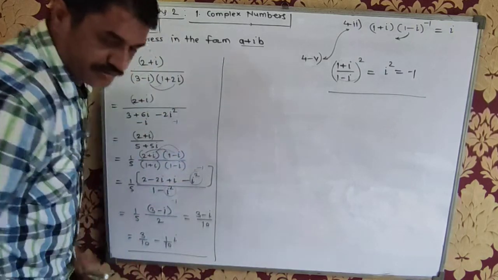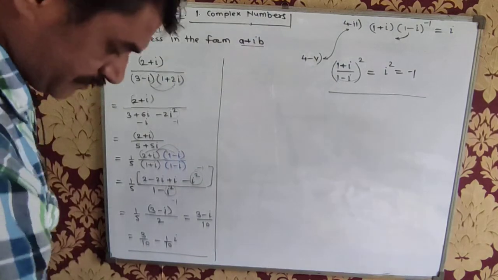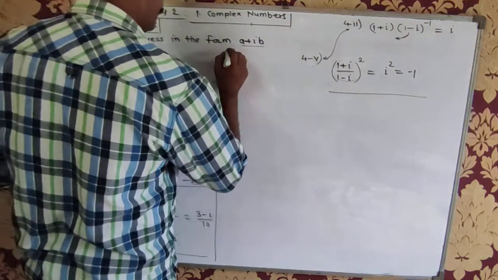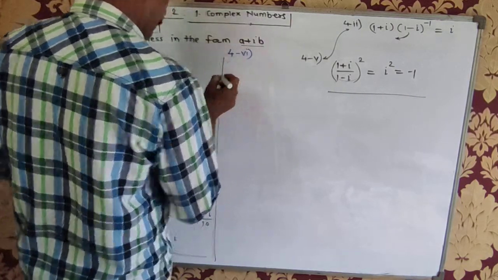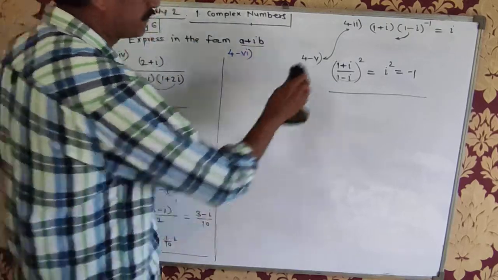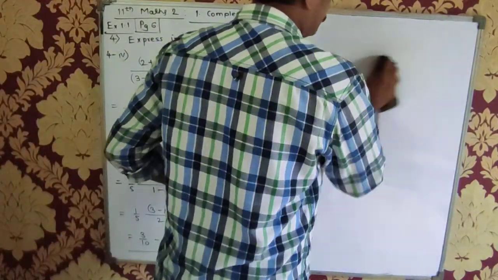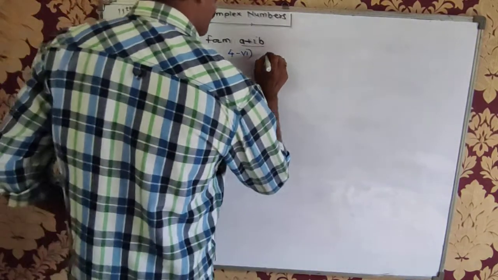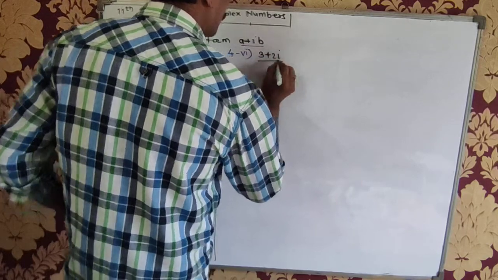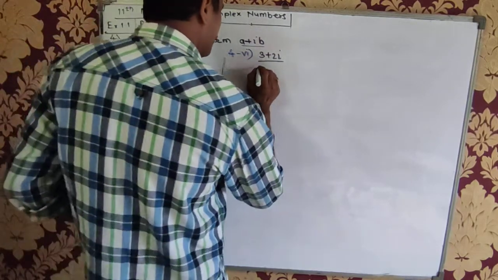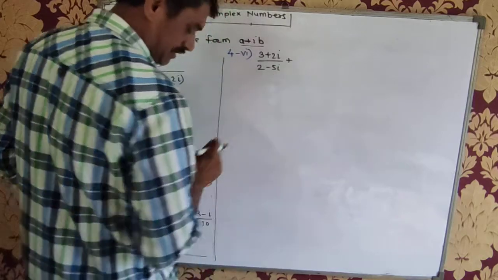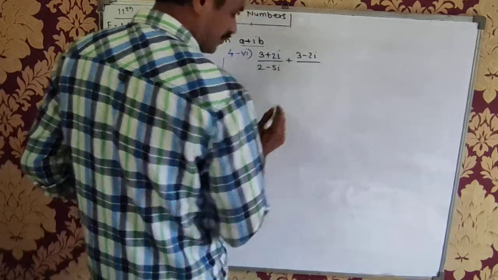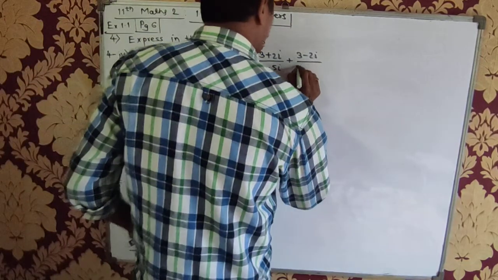Okay. Next question. We go for question number 4, subpart 6. Well, I just erase this first. Okay. 3 plus 2i upon 2 minus 5i plus 3 minus 2i upon 2 plus 5i.